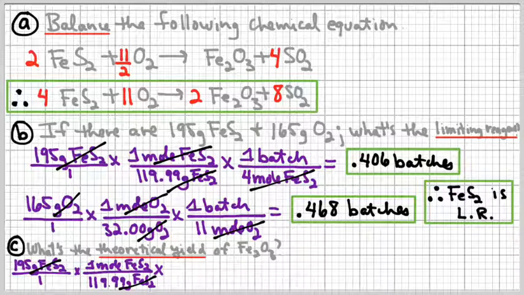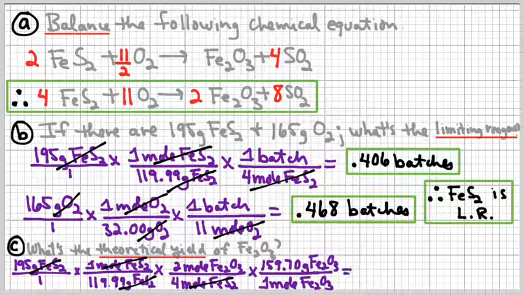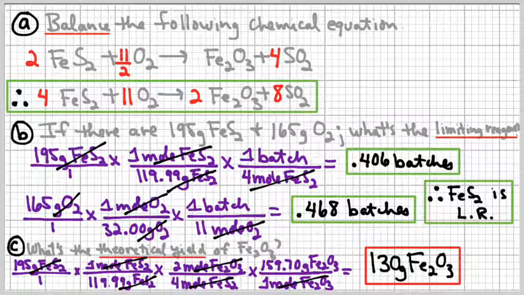Now I can use my ratio, and obviously I'm getting fewer moles of ferric oxide than moles of FeS2 that are being consumed. And finally, usually theoretical yield, if they don't specify, that means they want it in grams. To get from moles to grams, I'm going to multiply by its molar mass, which is 159.70. I do the math, and I'm predicting I'm going to get 130 grams of ferric oxide. That is the theoretical yield.